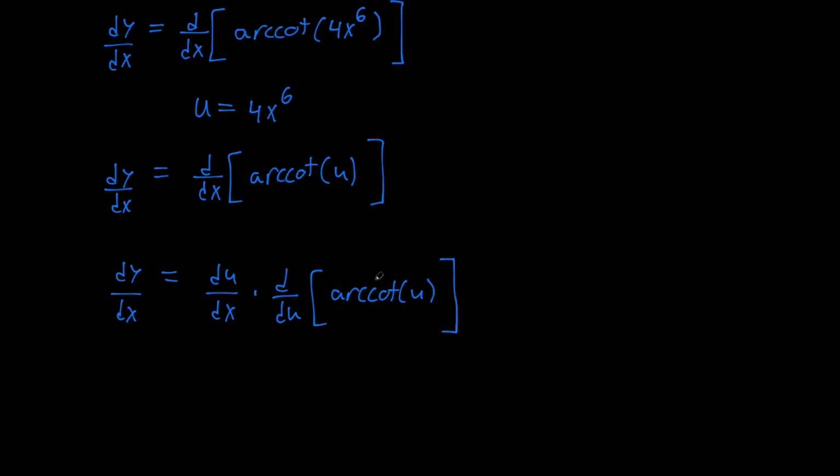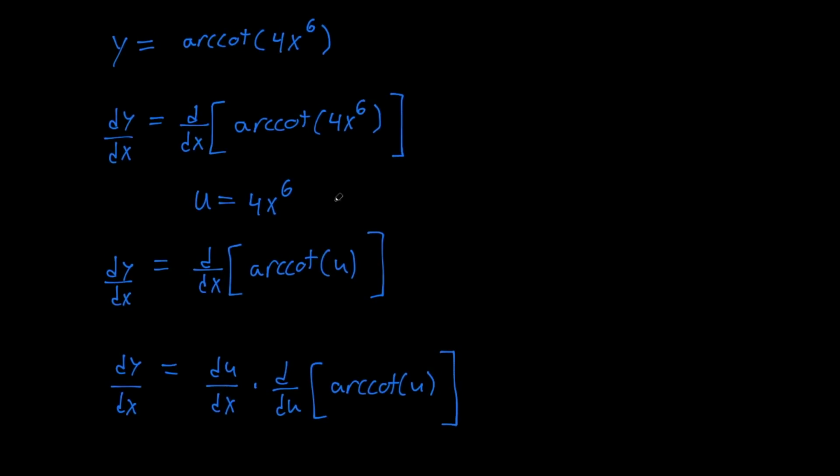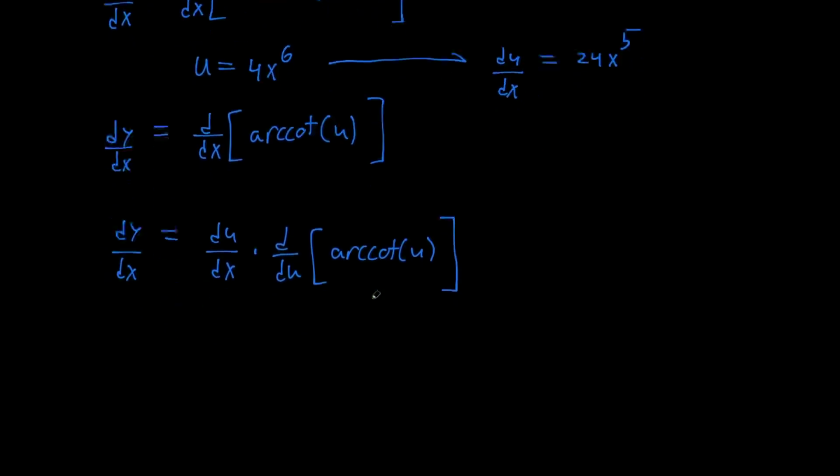And we can see here that u equals 4x to the sixth. So the derivative of u with respect to x is going to be equal to 6 times 4, which is 24, x to the 6 minus 1, which is 5, so 24x to the fifth. So let's replace that.